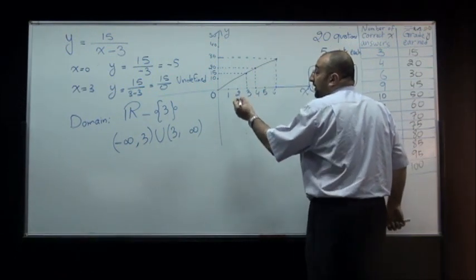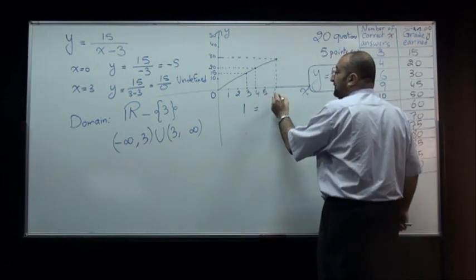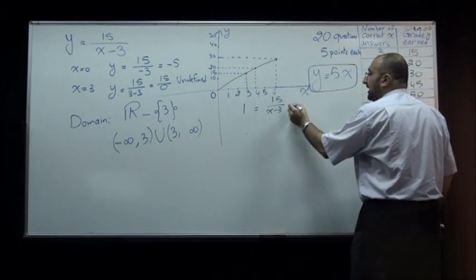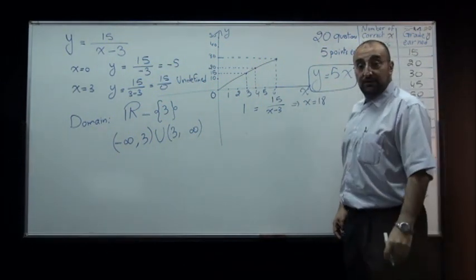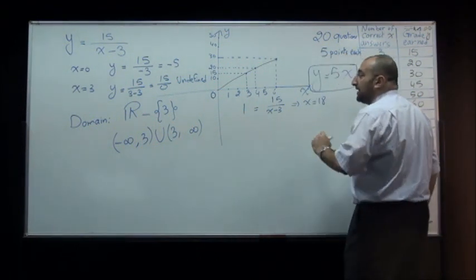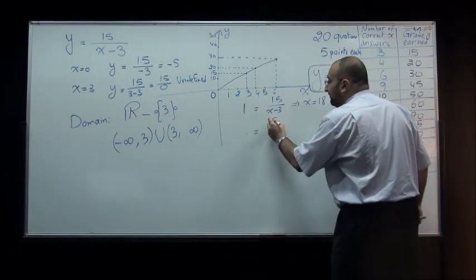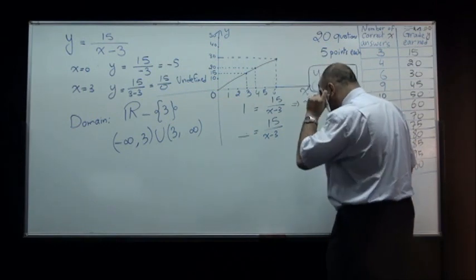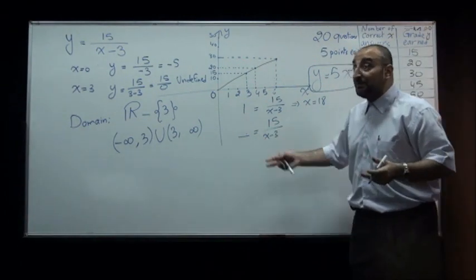Okay, could y equal 1? If 1 is equal to 15 over x minus 3, then I can cross multiply and I can find the numerical value x equal 18 to work with that. Okay? Any other numerical value you can think of? Can you think of a numerical value that if I put over here and I get 15 over x minus 3, then this number over here does not generate an x value? Basically, I want x to disappear.